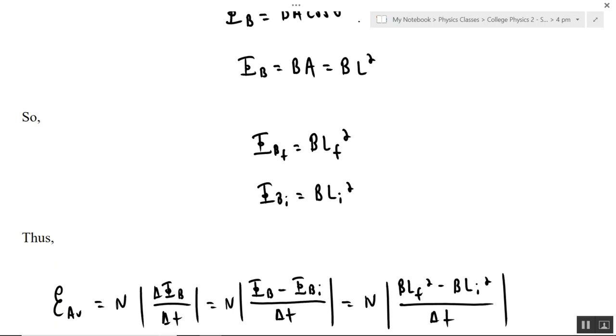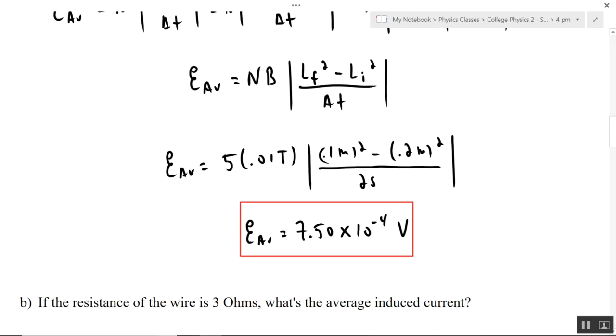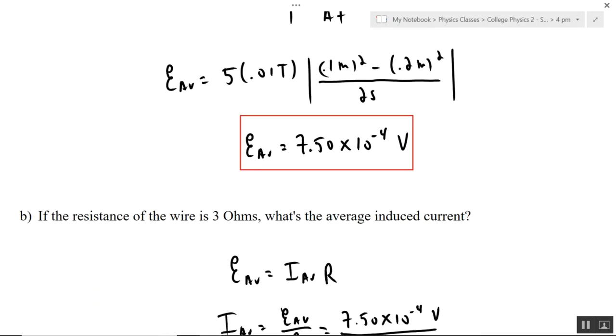Then you subtract those 2 things, divide by the time it takes to change from one length to the other length, and then multiply by the number of turns it's wrapped around. And that gives you the average EMF, which is what we did there, right? That's sort of like the battery that's produced in this coil. It's the thing that drives the current or produces a current. So the next thing is, well, how do you find the current?